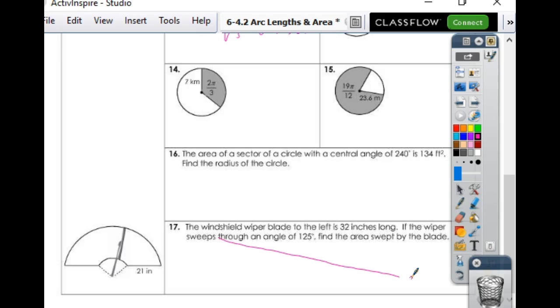So the area of a sector of a circle with a central angle is 240 degrees. So this is my theta, but it's in degrees, right? So that has to go to radians. And this is my area. So it's asking me to find the r this time. So I'm going to have 134 equals 1/2 r squared. My theta is 240, but I have to multiply by pi over 180.